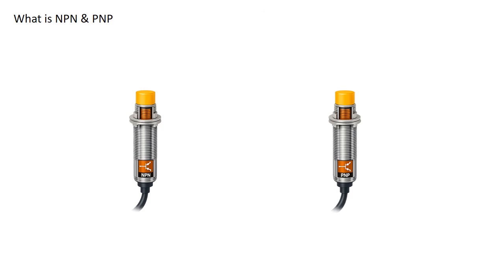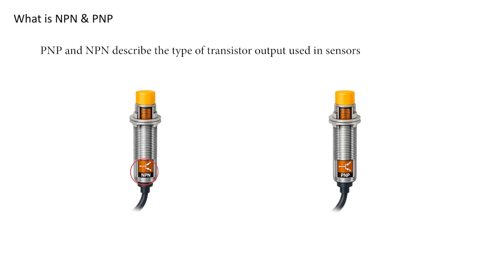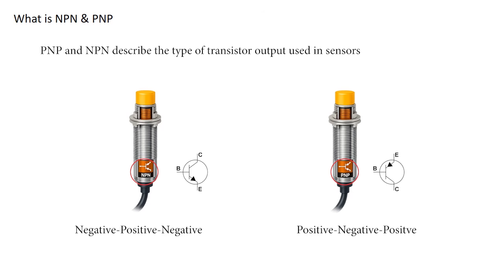NPN and PNP are terms used to describe the type of transistor output used in sensors. These names come from the transistor structure used in electronics. NPN stands for negative positive negative, and PNP stands for positive negative positive. In PLC automation, these terms indicate how a sensor's output switches the signal to the PLC input circuit.